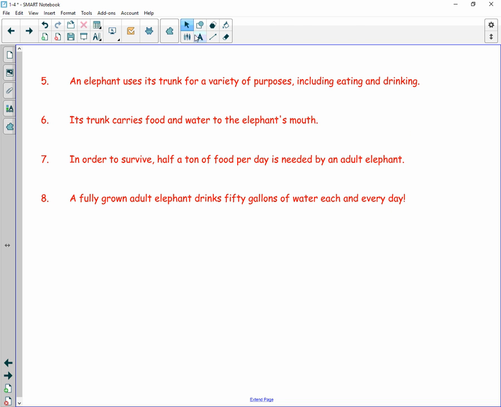Okay. So the elephant uses its trunk for a variety of purposes, including eating and drinking. That is active. Its trunk carries food and water to the elephant's mouth. Active. There's no form of be here. In order to survive, half a ton of food per day is needed by an adult elephant. I have the form of be, I have ed, I have by. That makes it passive. A fully grown adult drinks 50 gallons of water each and every day. No form of be, makes it active.